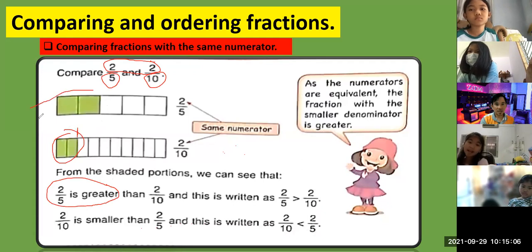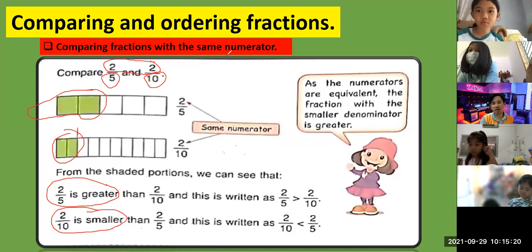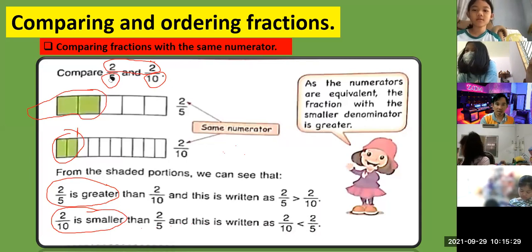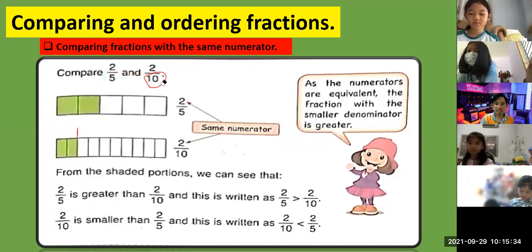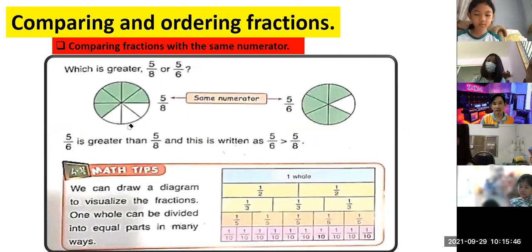Here is greater, a big space, right? So here, 2 over 5 is greater than 2 over 10, and 2 over 10 is smaller than 2 over 5. So if the numerators are the same, look at the denominator. They are different, right? But look at the numerator, they're the same. So just compare. You will see that 2 over 5 is greater than 2 over 10. Okay. So you have to look at the numerator and denominator.